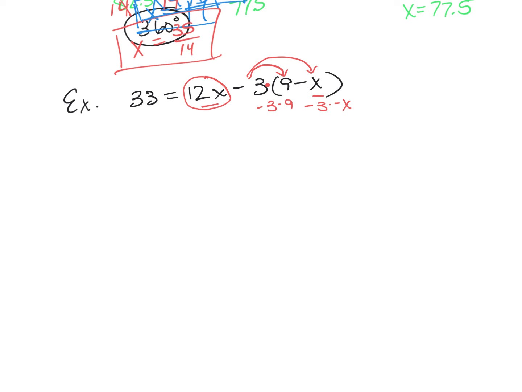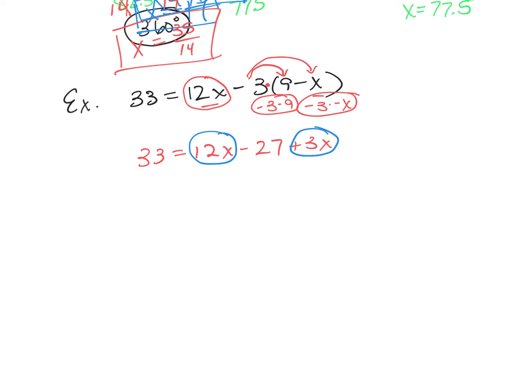Okay. So for right now, I'm going to bring everything down. I have 33 equals 12x because I don't want to touch that yet. I'm going to multiply negative 3 times 9. We get negative 27. Multiply negative 3 times negative x, and we get a positive 3x. Now, notice on the same side of the equal sign, I have two variables. So I'm just going to combine those two variables. I'm going to get 15x. Bring down my negative 27. Bring down my equal sign and my 33.